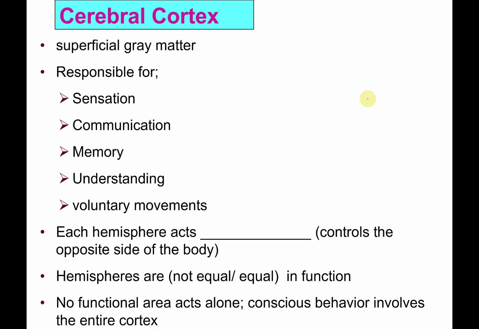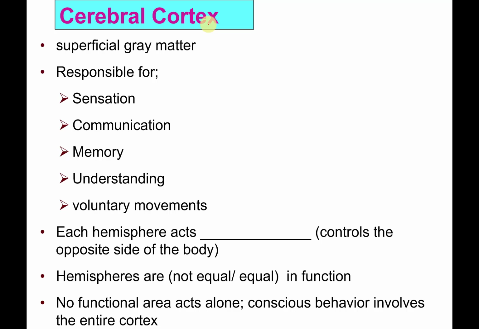So if we're looking at the cerebrum, you'll notice that there's this outer gray matter called the cerebral cortex. Again, remember, a cortex means the outside of an organ. The cerebral cortex is about 2 to 4 millimeters thick. And remember, it consists of neuron cell bodies, mainly. It's responsible for sensation, communication, memory, understanding, voluntary movements, a lot.